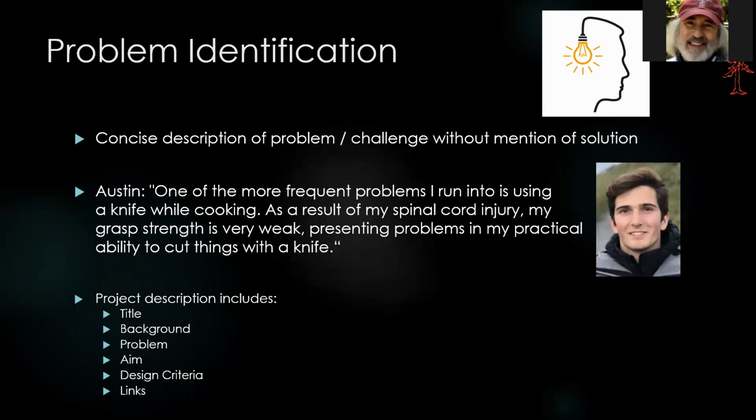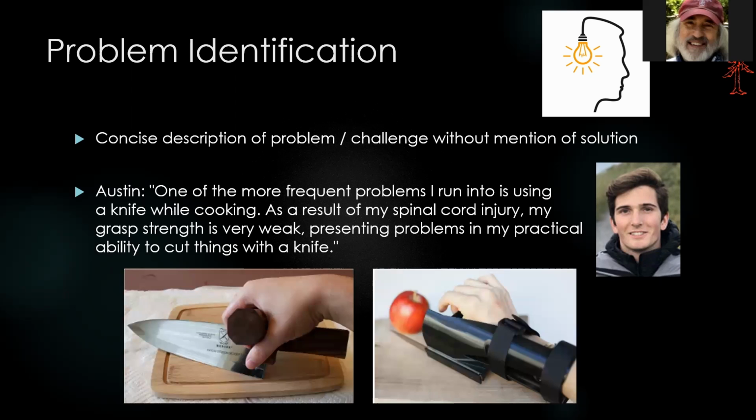Okay, so this is what the students came up with. There were two students. The student who built the design on the left came up with a handle that Austin could use. It's thick, so he can grasp it even with the weak strength that he has. It's made out of walnut, and it was stained to look really neat. The one on the right is something that Austin wears around his wrist, and it has a knife attached off to the side, so he can use that to cut an apple or whatever. So these were the solutions that the students came up with.